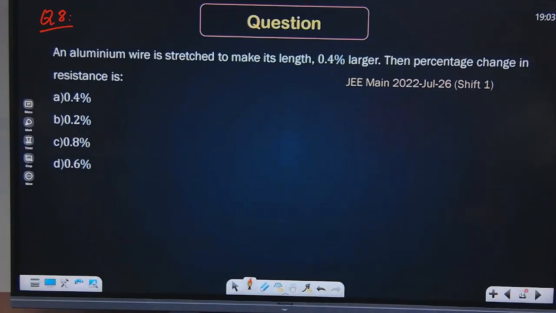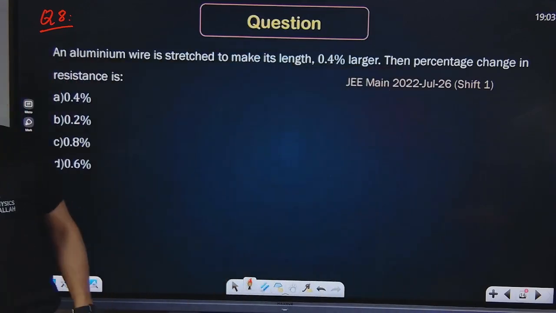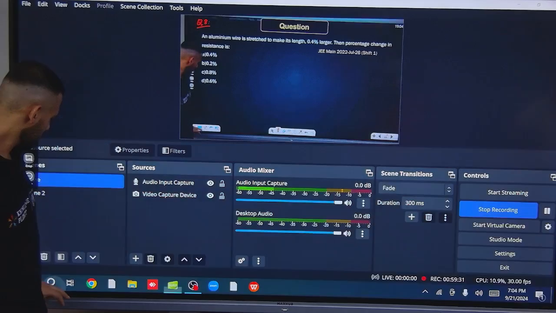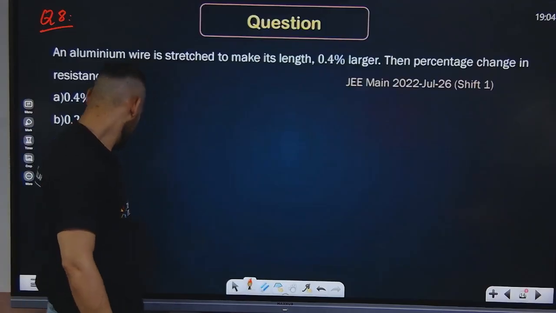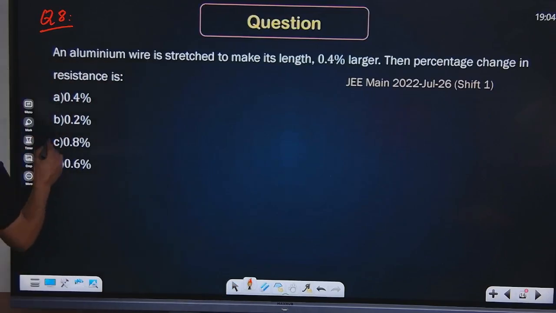Don't tell me you could not solve it. What is the answer? He's right. Why is she always right? What about you? Yes, the answer is 0.8.